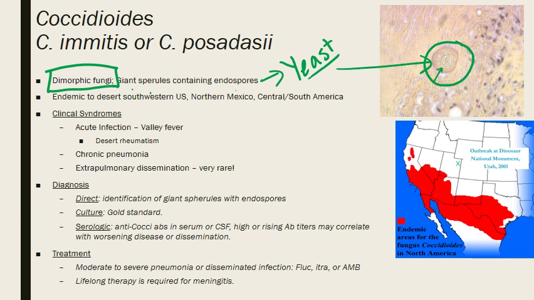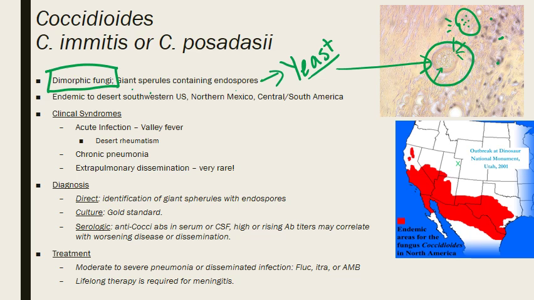So what happens is that this spherule contains endospores, and the endospores multiply until the spherule becomes full of them. Then eventually the spherule will burst, releasing the endospores out, which can then set up new giant spherules, which will then get full of endospores and burst as the initial one did.